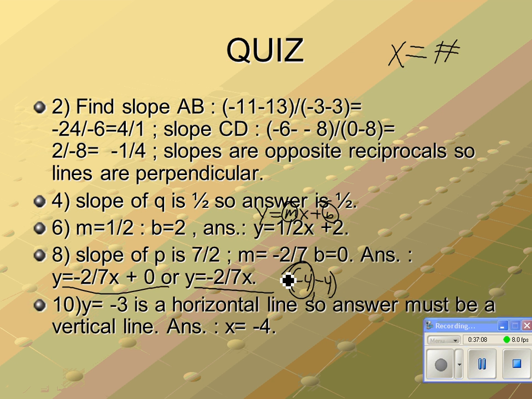What if they told us, for extra credit, what if we were going to write an equation of a horizontal line that goes through that point? It'd be y equals what? Horizontal line. Just look at the y coordinate. Y equals -4.